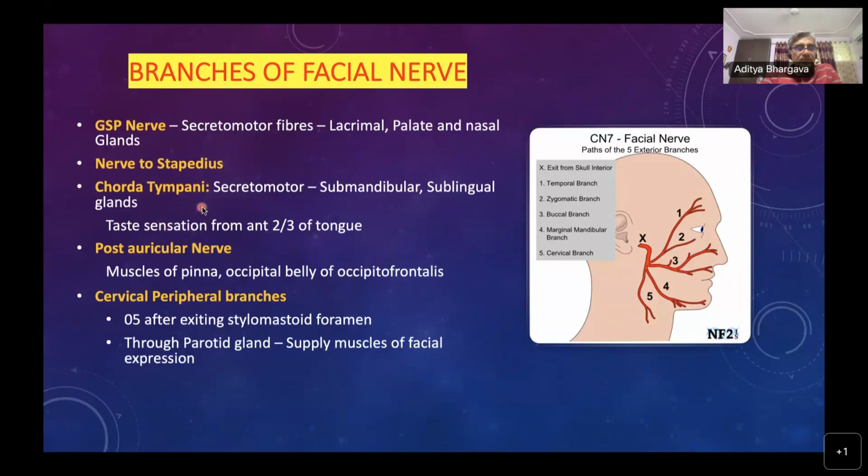There is a nerve to stapedius, and chorda tympani I mentioned. It carries secretomotor fibers to the submandibular and sublingual glands, and also carries taste sensation from the anterior 2/3 of the tongue through the lingual nerve. Posterior auricular branch supplies the muscles of the pinna and the occipital belly of occipitofrontalis, and then 5 branches after exiting the stylomastoid foramen through the parotid gland supply the muscles of facial expression.